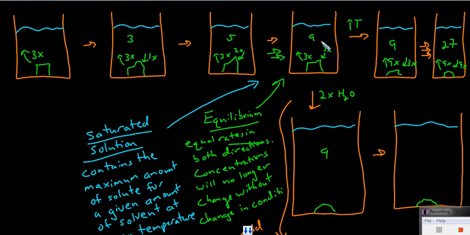What would happen in the next moment if you just let it sit here and didn't change anything? Well, you would still have 9 dissolved. If there were no change, still 9 would be dissolved. You've reached a point of equilibrium where you have equal rates in both directions. There are an equal number of dissolvings as crystallizations in a given moment.